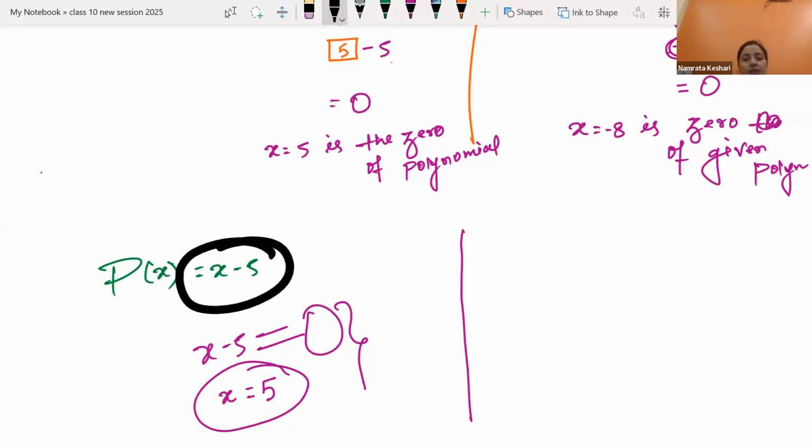So in case we are having p(x) is equals to 2x plus 8, can you tell me what will be the zero of this polynomial? Not by guessing, by using the method. I'm doing it in my book. Yeah, take your time and do it.